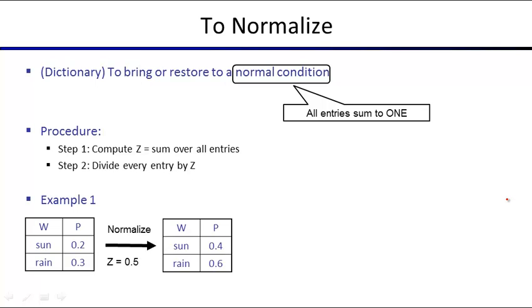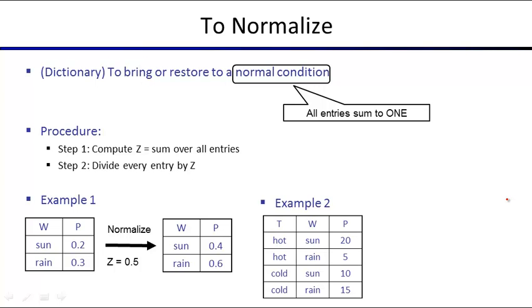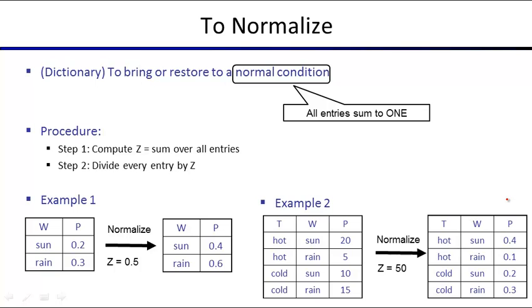Here was one example of the type we've just seen. We'll in the future see other examples that are very different. Here's another table. These entries are all bigger than 1. You can still normalize. Normalize just means sum all the entries together, divide by the sum to make them sum to 1. So here's what you get. Z is 50 in this case, and you get a normalized table on the right.